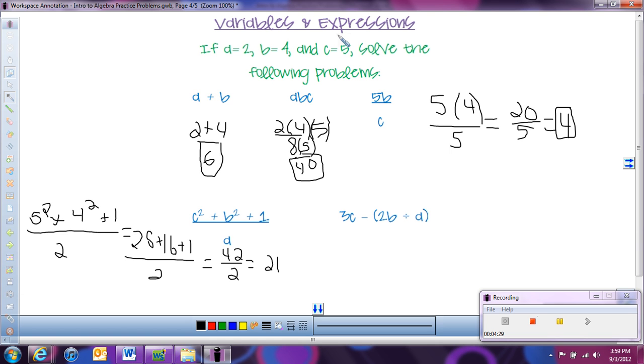So if you're ever asked to substitute a number in for a variable, just remember, just plug those numbers in, solve using order of operations.